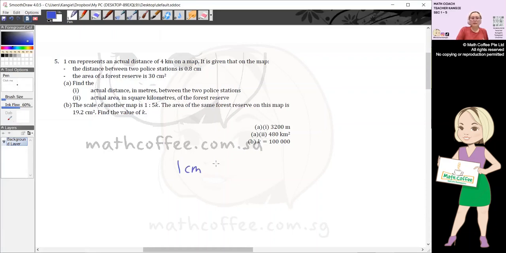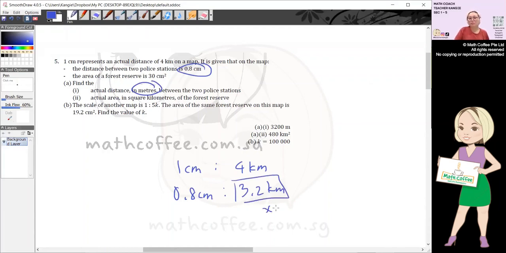So first you will write 1 cm represents 4 km. This is the length scale. This is the pulley, so I just put 0.8 cm. This one is very straightforward, just times 0.8. 4 times 0.8, you just get 3.2 km. But take note, they want the answer in meters. So you need to change your km to meters. You have to multiply by 1,000. And that's why you get 3200 meters.